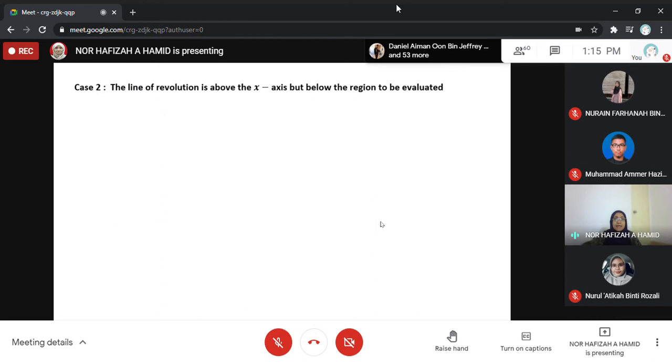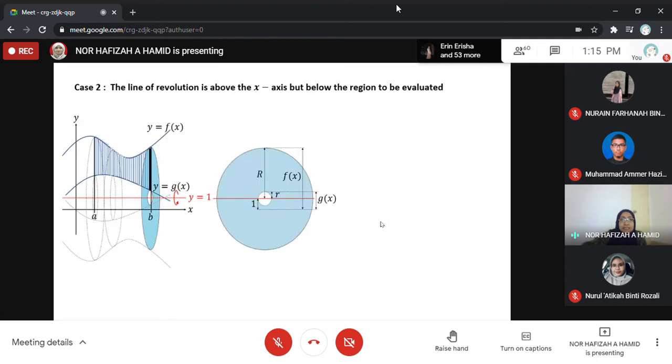Okay, case 2, the line of revolution is above the x-axis but below the region to be evaluated. So yang ni case region, sebenarnya cara you nak calculate dia sama je macam tadi. Okay, so sekarang dia ubah. Tadi y dia is negative, so sekarang y dia is positive, so y equal to y. Okay, first you determine the thickness dulu. Okay, so the strip must be perpendicular to the axis of revolution. So we draw a vertical strip. So kalau vertical strip, thickness is equal to dx.